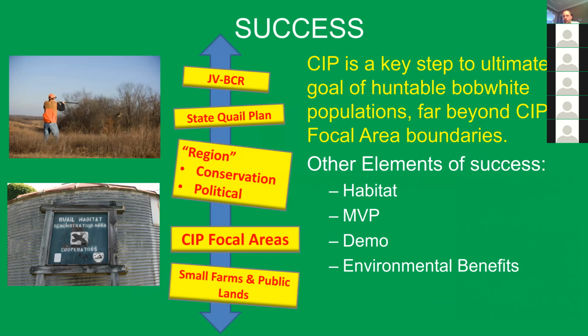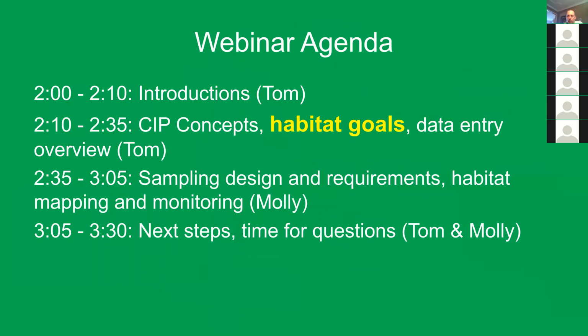Of course, there are other measures of success, whether or not you achieved habitat objectives specified in SIP. Just having a minimum viable population in some cases will be a measure of success. Demonstration, best management practices, and of course, environmental benefits that result from the habitat that has been put on the ground, whether it's in songbird populations, water quality, etc. So success can be measured in many ways, but the bottom line long-term measure is huntable populations of quail.